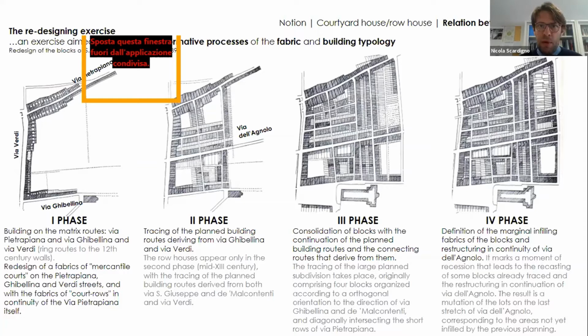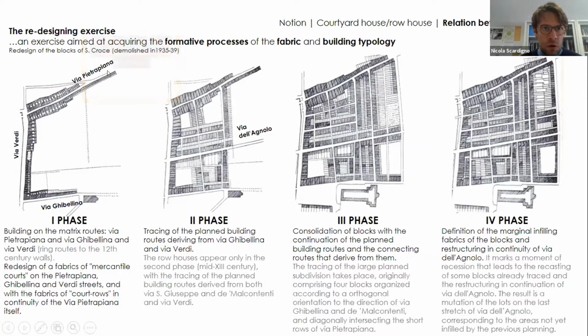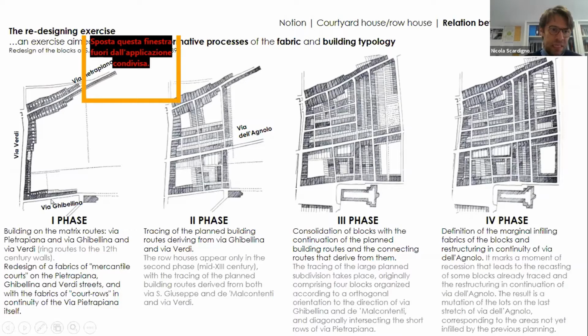This is an example of the redesigning of the neighborhood of Santa Croce in Florence, which was demolished in 1935-39. This is the first phase, where we can see the building on the matrix routes via Pietrapiana, via Ghibellina, and via Verdi. The redesigning consists of the mercantile courtyard on Pietrapiana, Ghibellina, and Verdi, and the fabrics of court rows in continuity to via Pietrapiana itself.